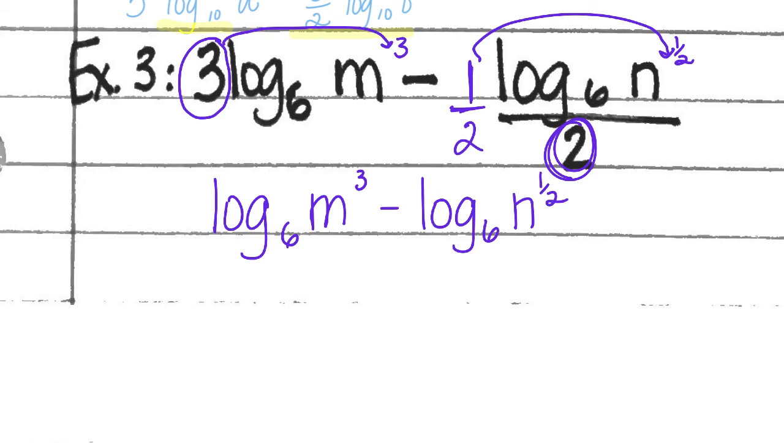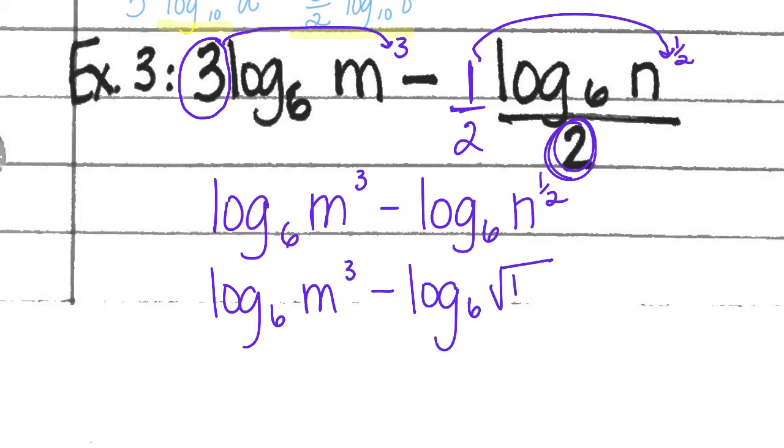Hopefully from here you know that n to the 1/2 is a square root. Log base 6 of m to the 3rd minus log base 6 of the square root of n. You'll get used to that. That's one that people forget, that this 1/2 is the square root.